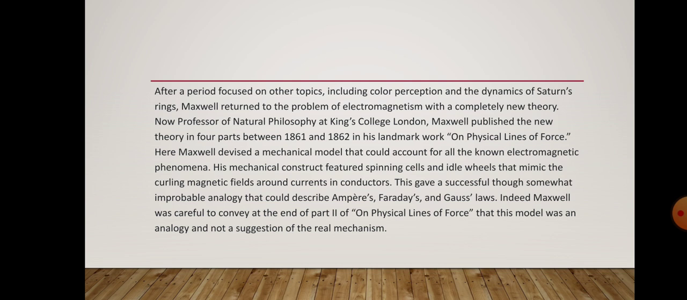Here, Maxwell devised a mechanical model that could account for all known electromagnetic phenomena. His mechanical construction featured spinning cells and ideal wheels that mimic the curling magnetic fields around currents in conductors. This gave a successful, if somewhat improbable, analogy that could describe Ampere's, Faraday's, and Gauss's laws. Indeed, Maxwell was careful to convey, at the end of part two of On Physical Lines of Force, that the model was an analogy and not a suggestion of the real mechanism.